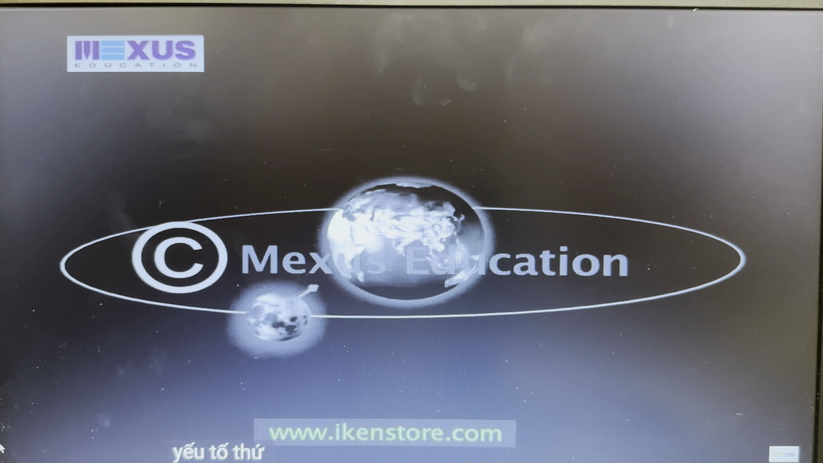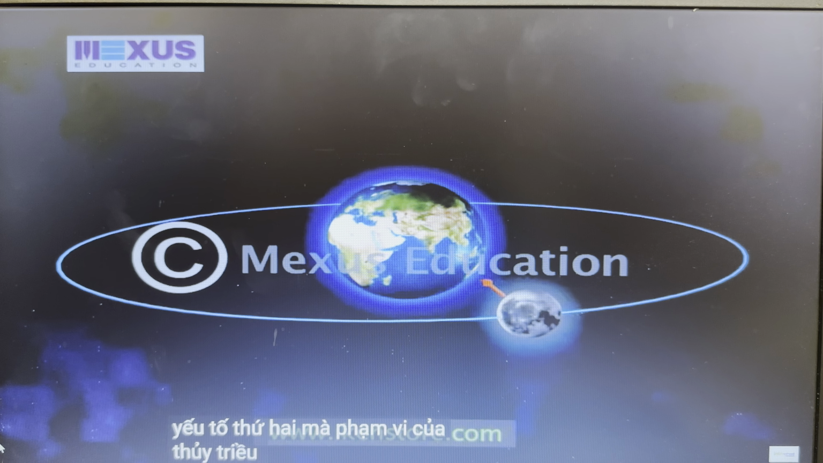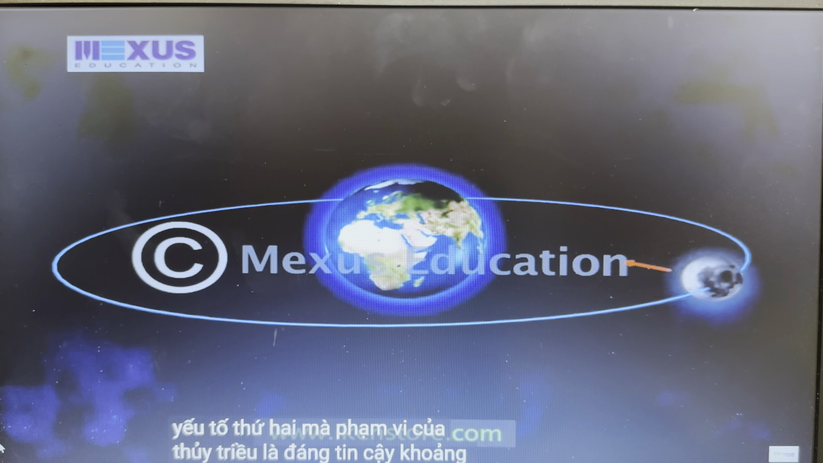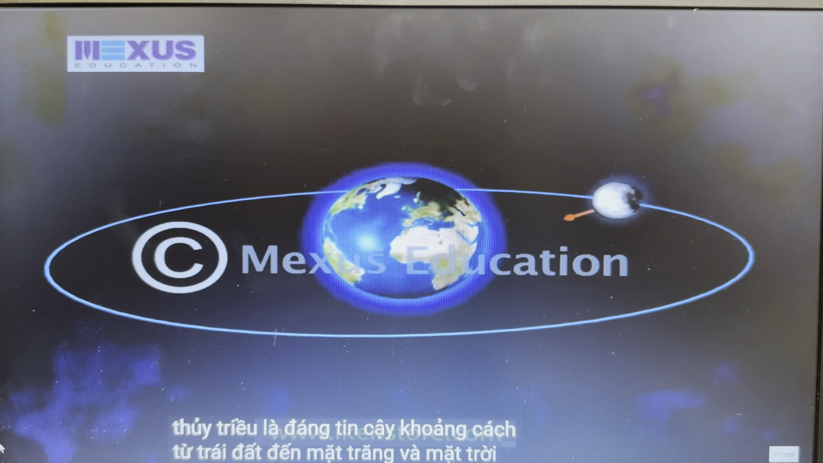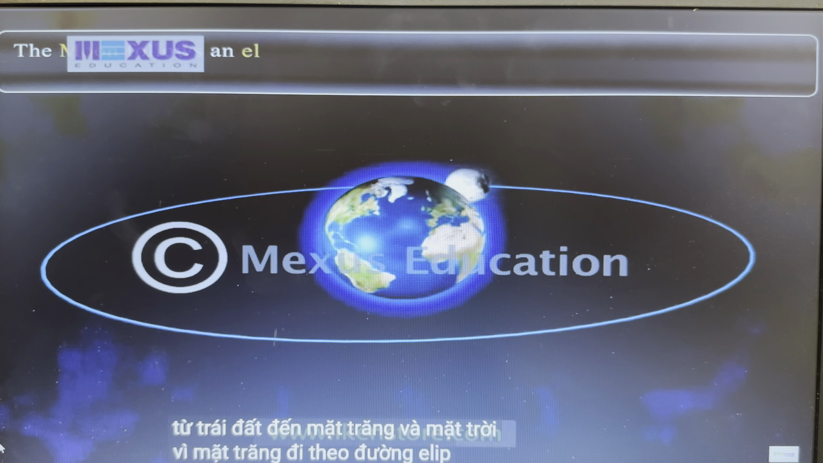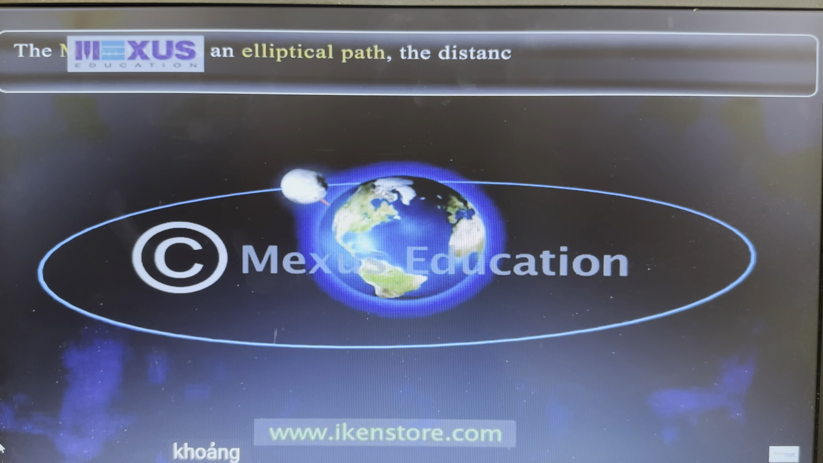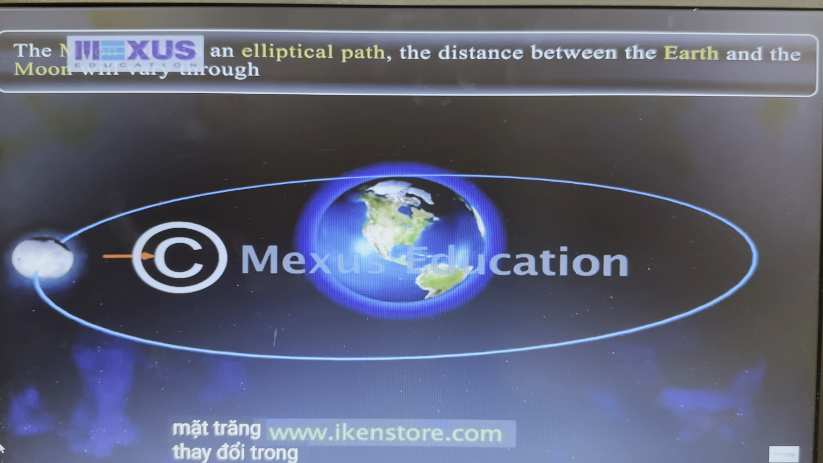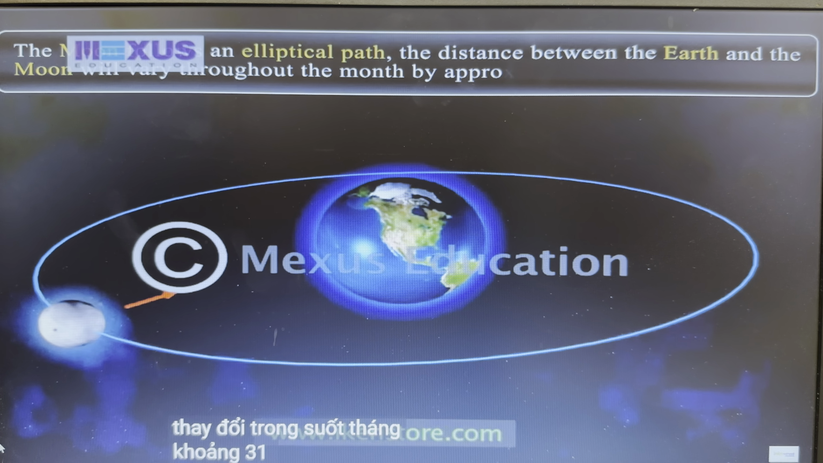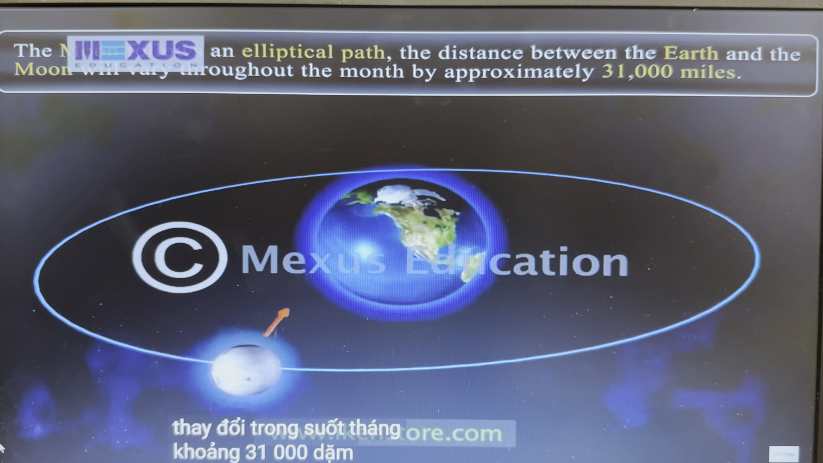The second factor on which the range of the tide is dependent is the distance of Earth from the moon and the sun. Since the moon follows an elliptical path, the distance between the Earth and the moon varies throughout the month by approximately 31,000 miles.